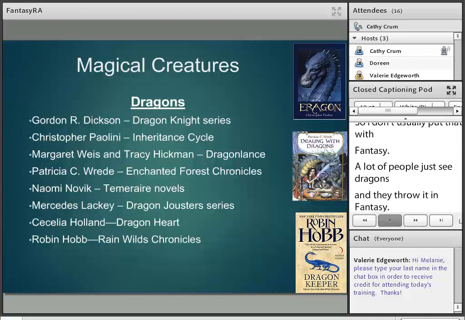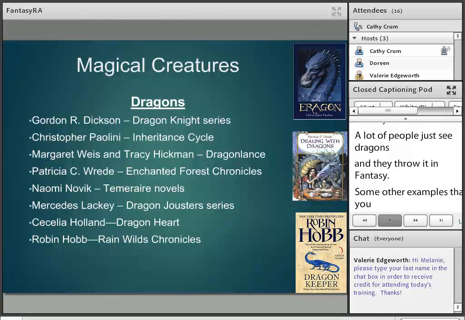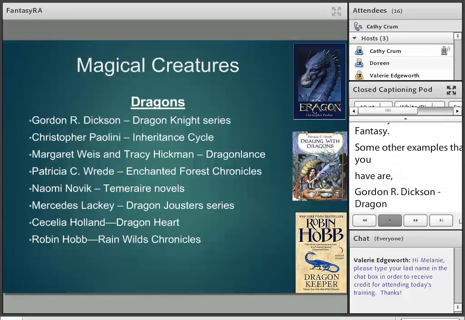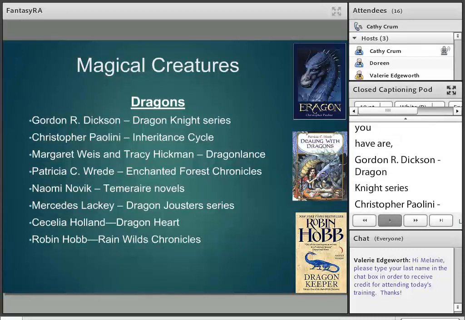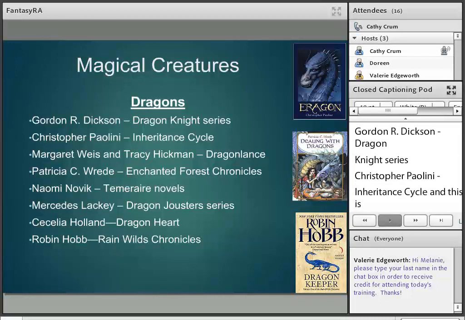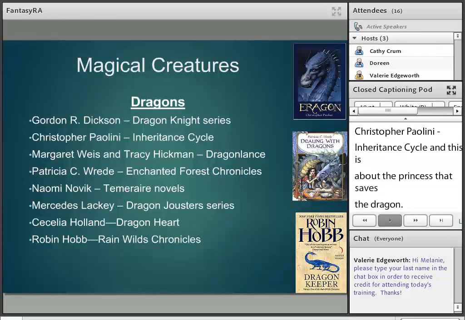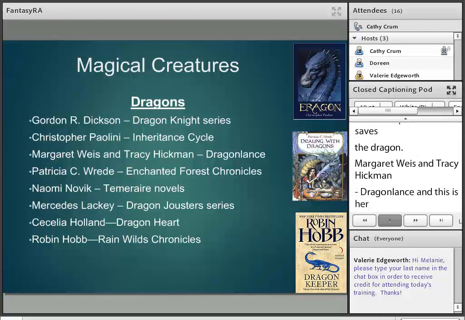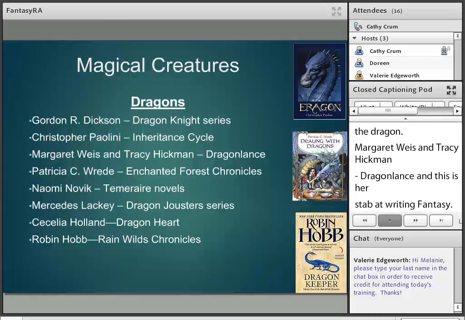So some other examples you have are Gordon R. Dickson's The Dragon Knight series, Patricia C. Wrede's Enchanted Forest Chronicles, and this one's actually about a princess who saves the dragon. Mercedes Lackey's Dragon Jousters series, Cecelia Holland's Dragon Heart. I think she's actually known for historical fiction, so this is her stab at writing fantasy. Got a lot of good reviews. And then Robin Hobb's Rain Wilds Chronicles, another good dragon one.